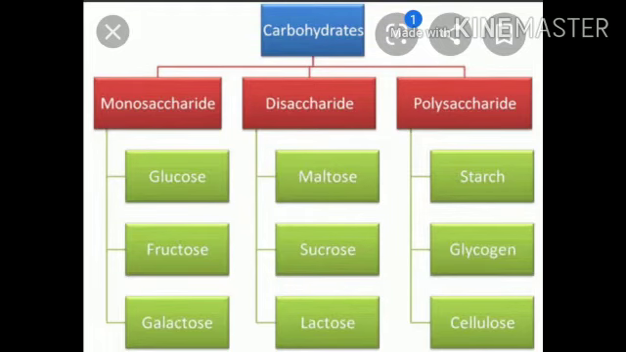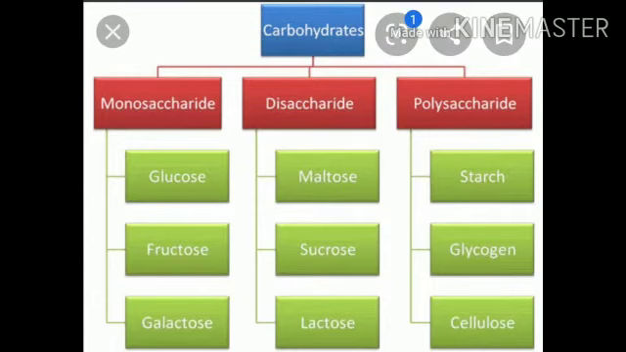There are 3 different types of carbohydrates: monosaccharides, disaccharides and polysaccharides. Monosaccharides and disaccharides are soluble sugars, whereas polysaccharides is an insoluble carbohydrate. What are monosaccharides? Monosaccharides are basically simple sugars. They are made up of single sugar, and the chemical formula is C6H12O6. As examples, we have glucose, fructose and galactose.